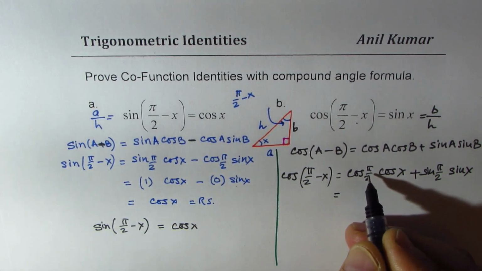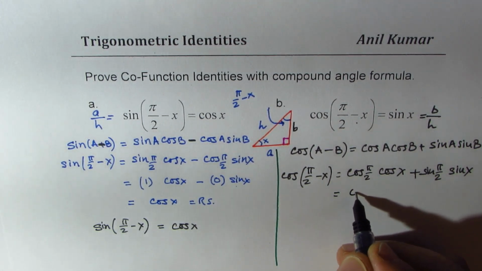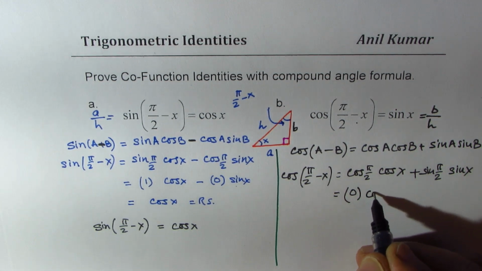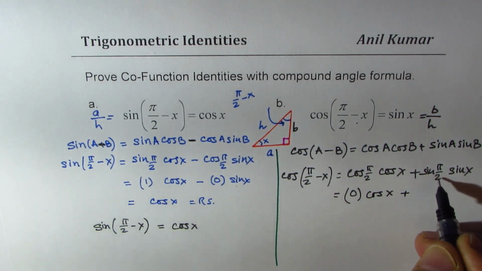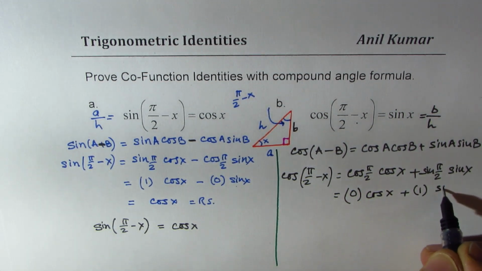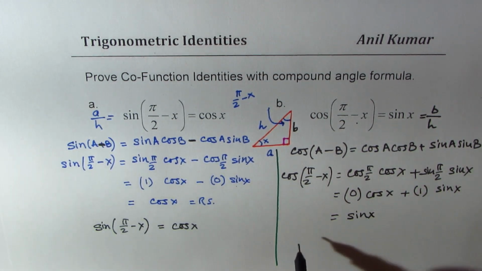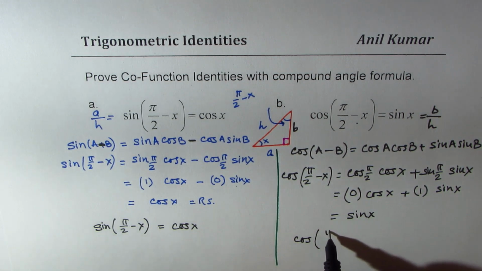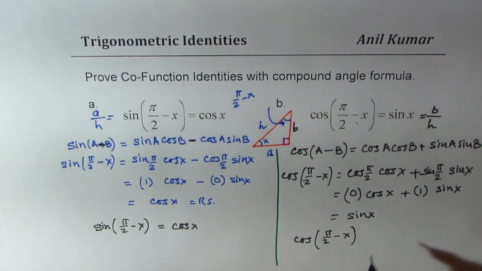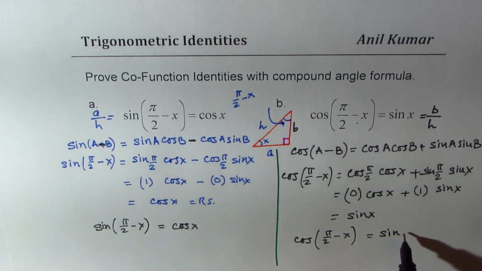And as you know, cos pi by 2 is 0. So the first term becomes 0. Sine of pi by 2 is 1. So the second term becomes sine x. So what we get here is sine x. So we have shown that cos of pi by 2 minus x is indeed equal to sine x.